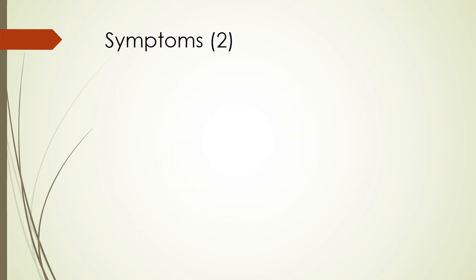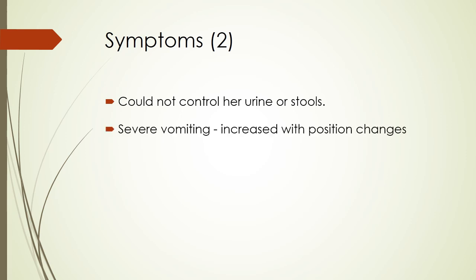Continuing with the symptoms, she could not control her urine or stools. She also had severe nausea and vomiting, which increased every time she moved around or changed her position. She had also been experiencing giddiness for the last 1 month.